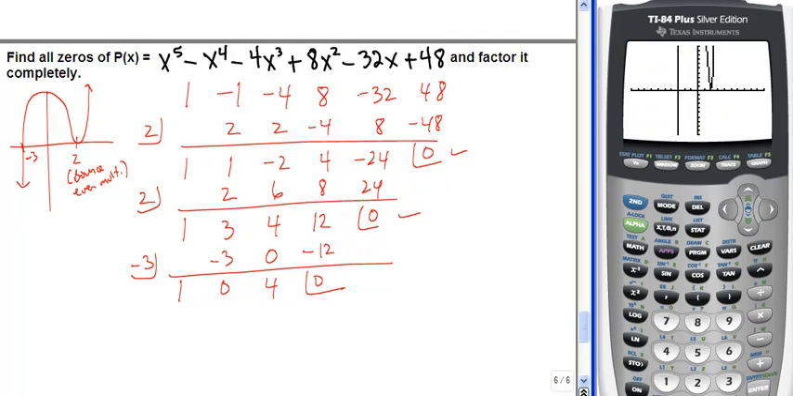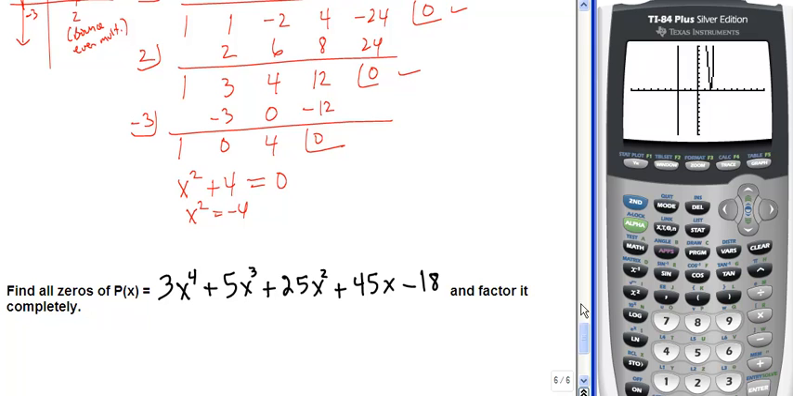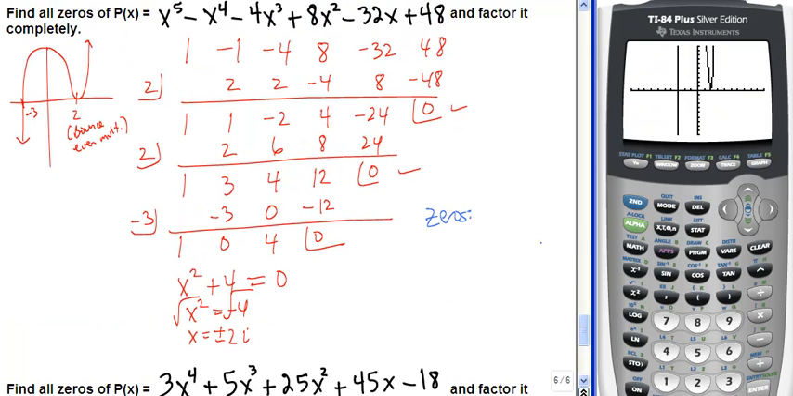Now, this was a 5th degree, so this quotient is 4th degree. This is cubic, so this is squared. So my quotient here is x squared plus 4. So if I set that to 0 and solve, then we will get our last 2 solutions. Take the square root of both sides. You're going to get plus or minus. The negative becomes an i, and the square root of 4 is 2. So our zeros are going to be plus or minus 2i, 2 with a multiplicity of 2, and negative 3.